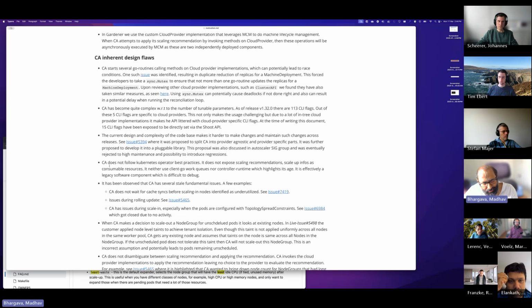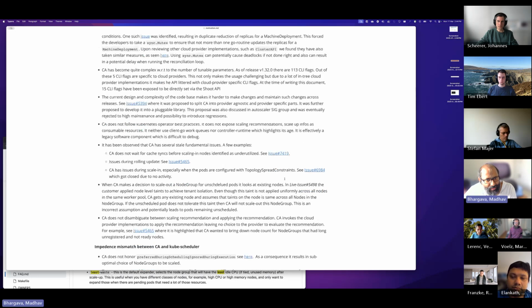And if you look at the code base, it does not follow any Kubernetes best practices which have evolved over a period of time. I mean, if you see Gardener, we have evolved over a period of time. We now constantly change our code base and are in line with the best practices that the community recommends. But if you see cluster-autoscaler, we don't see any client-go work queues being used or controller-runtime, which highlights its age.